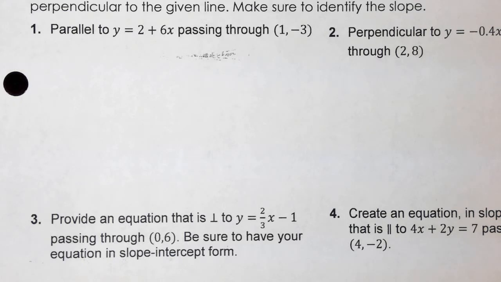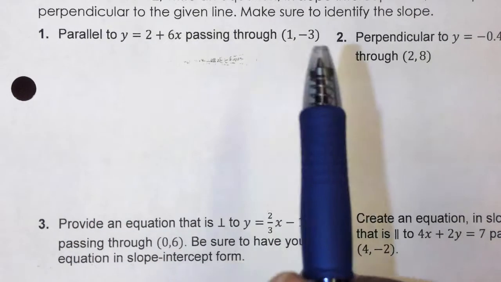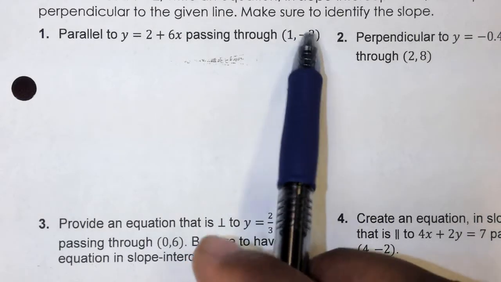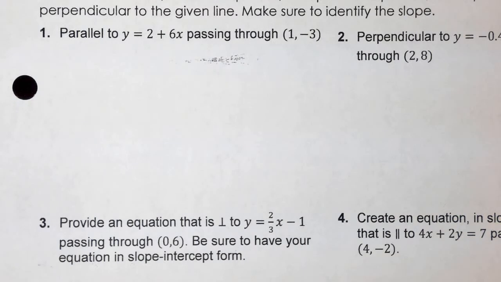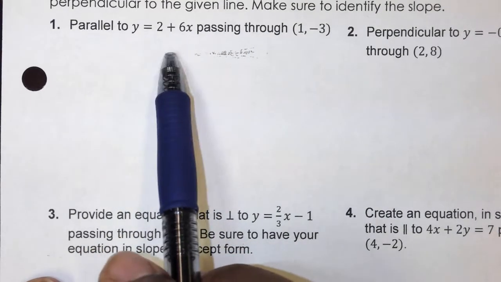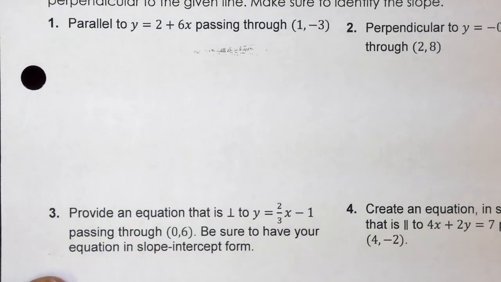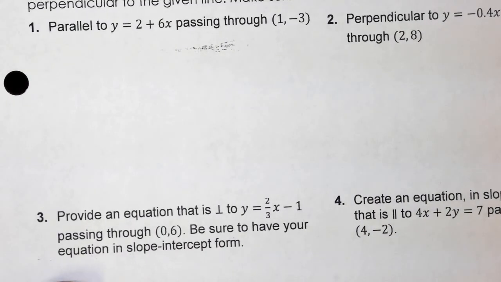Number 1, it says parallel to line which is y equals 2 plus 6x passing through the point 1, negative 3. What this is asking you is write an equation that's parallel to this given line, which is y equals 2 plus 6x. And the other line that you're going to write the equation for is passing through this point, 1, negative 3. That's something that you need to know to be able to write the equation for the other line. This is the first line here. They want us to find an equation of a line that's parallel to this line that passes through this point. I keep saying it because I want it to stick in your head so you understand what you're doing.